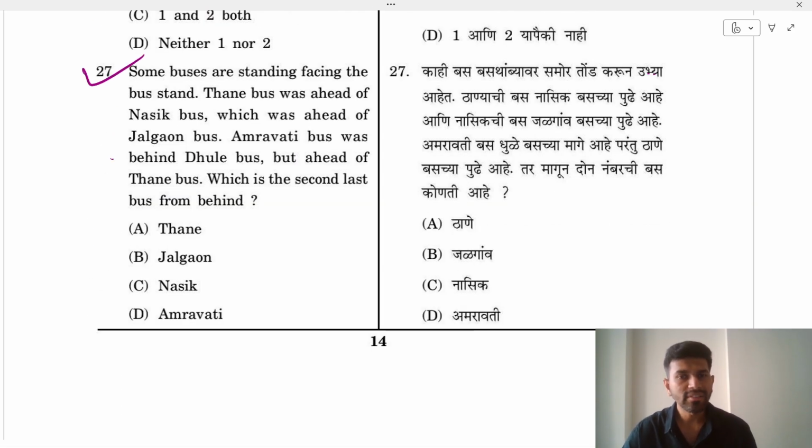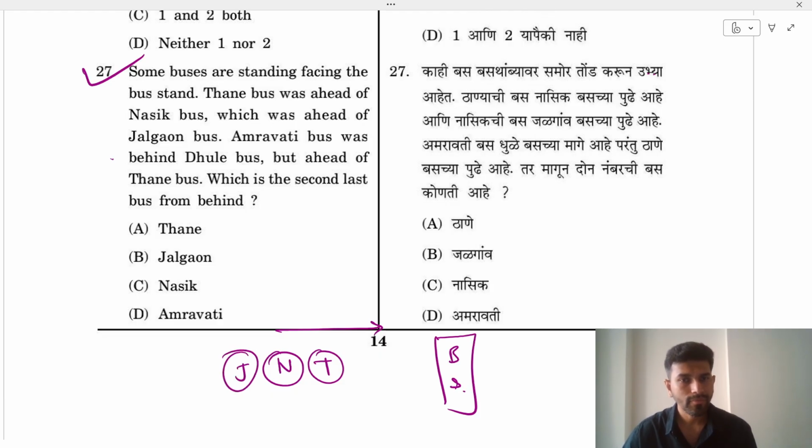Next, some buses are standing facing the bus stand. Thane bus was ahead of Nashik bus. Thane bus is ahead of Nashik bus. This is bus stand facing. Which was ahead of Jalgaon bus?